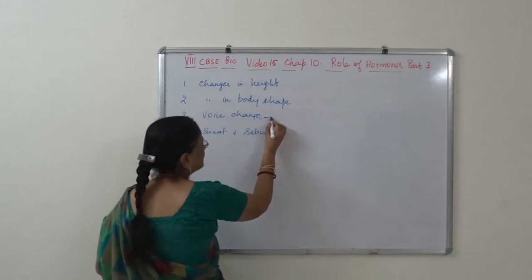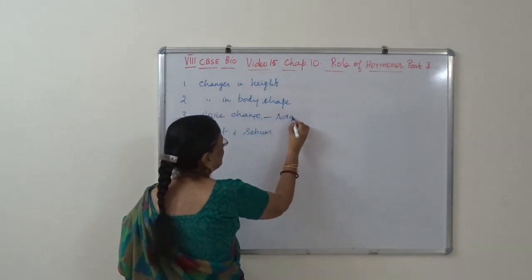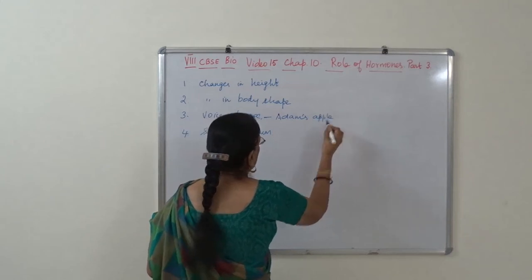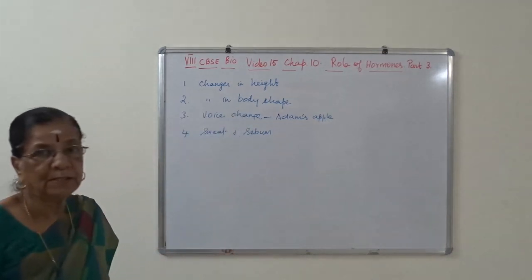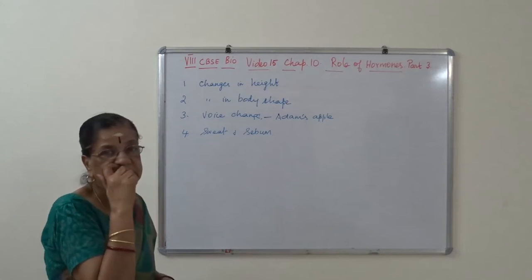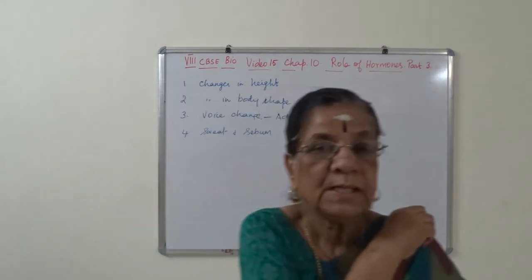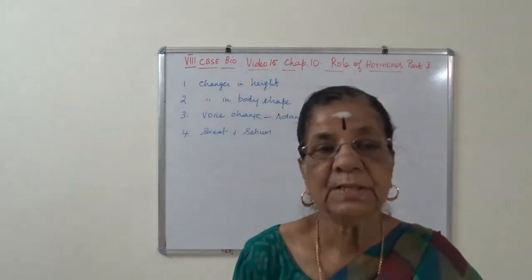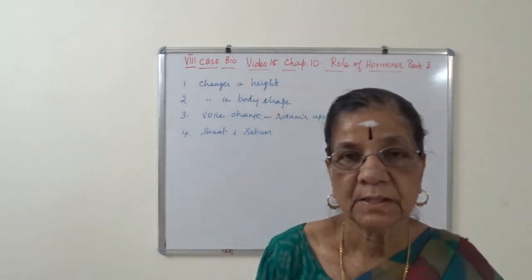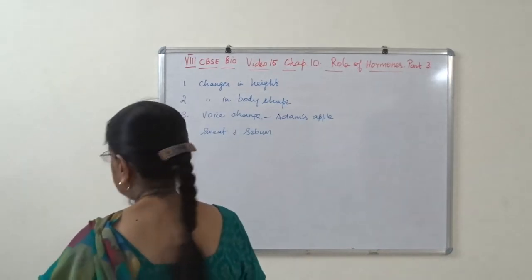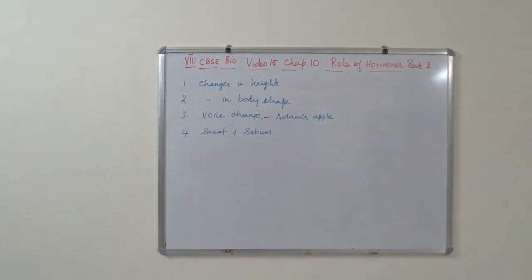Then voice change, which we name the Adam's apple. And then increased activity of sweat and sebum secretion. I hope you are listening. What happens? Changes in height, as we said.